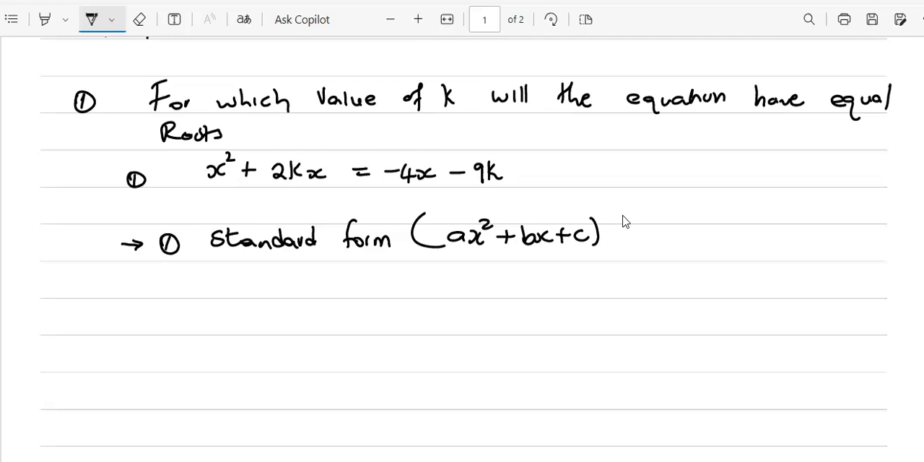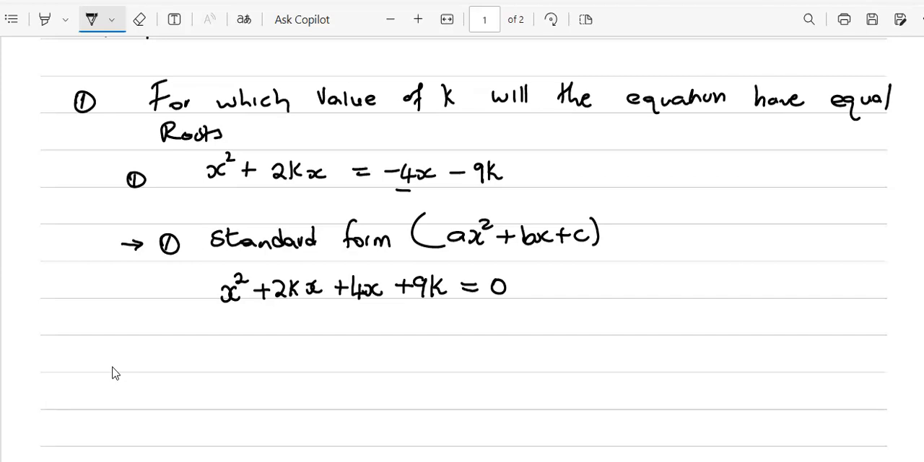To arrange it in standard form, we'll have x squared plus 2kx. The minus 4x comes to this side to be positive 4x. Then we move the 9k also to this side to be positive 9k. We equate this to 0. Now it is very important that you know what the value of b is.